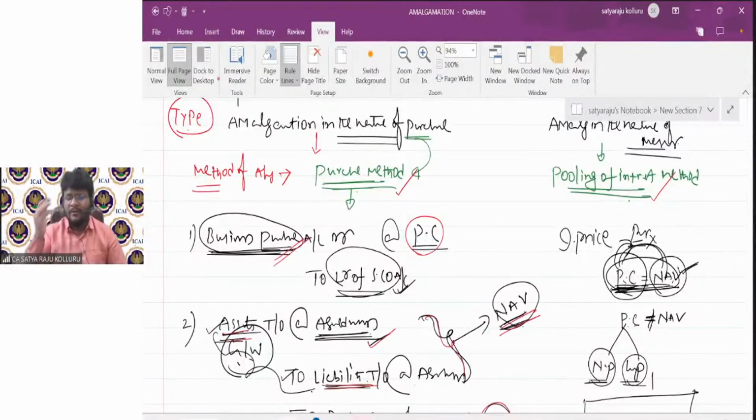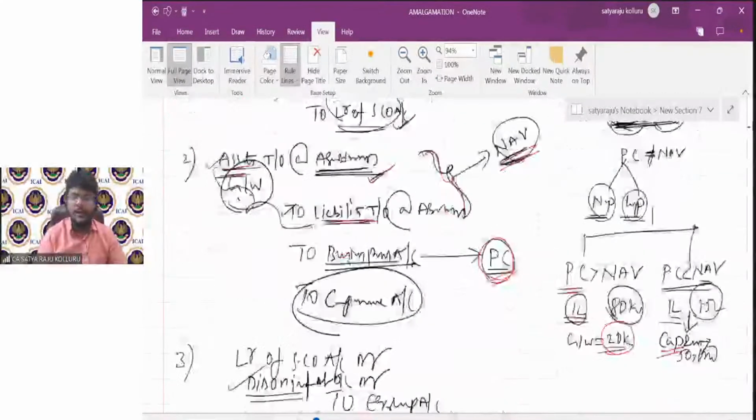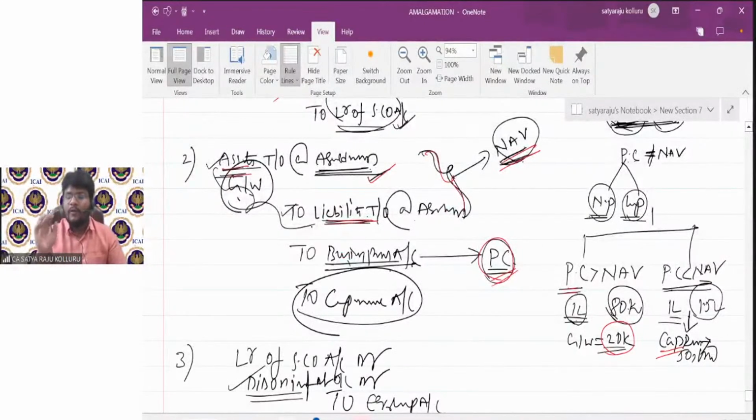That's why you may not simply conclude that if PC is under the NAV method, there is no difference between PC and NAV. You need to check whether you are recording PC at par value or at issue price. Fine. Hope you understand. Here the second entry plays the crucial role while providing accounting treatment in the books of purchasing company.